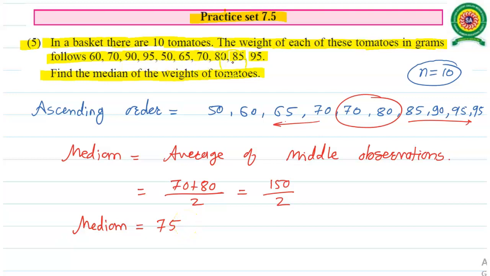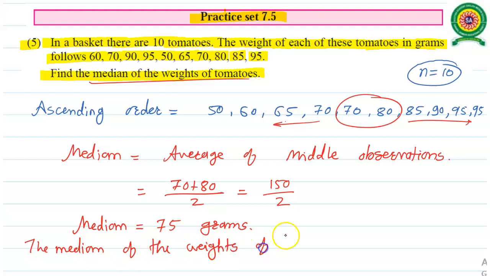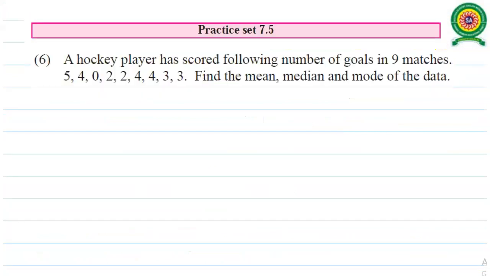Now all observations are given in terms of grams, so when we write our final answer, the median unit will be in grams. So the final answer we can write now: the median of the weight of tomatoes is 75 grams. Now look ahead to question number 6 from practice set 7.5.